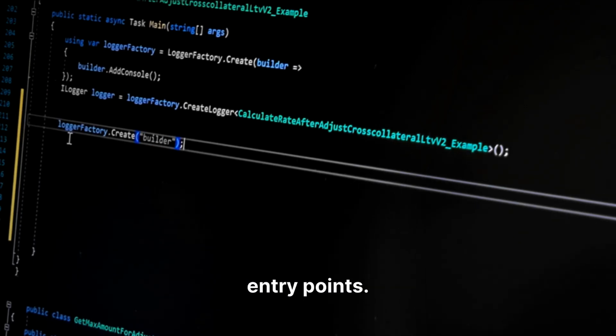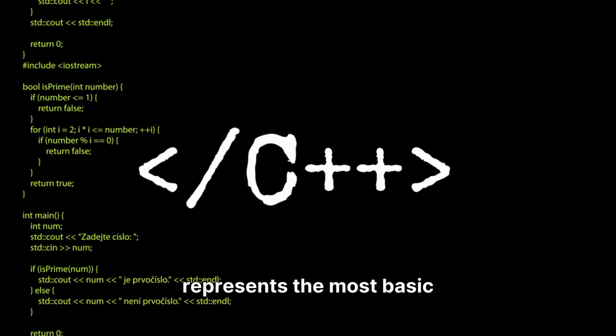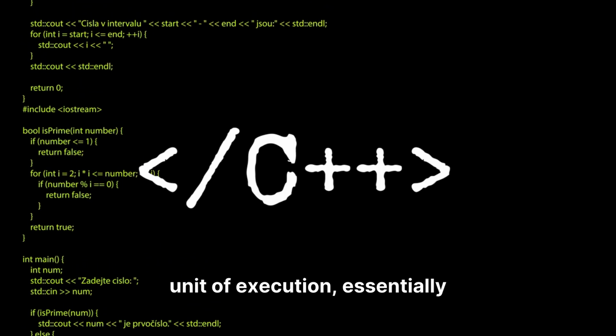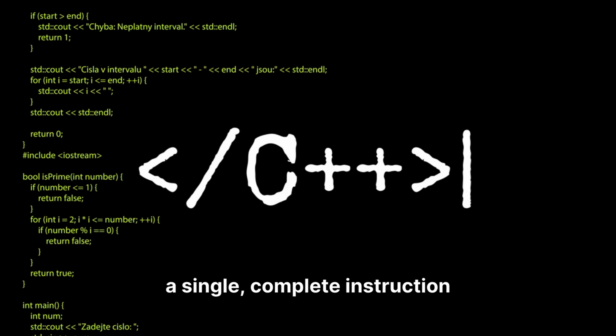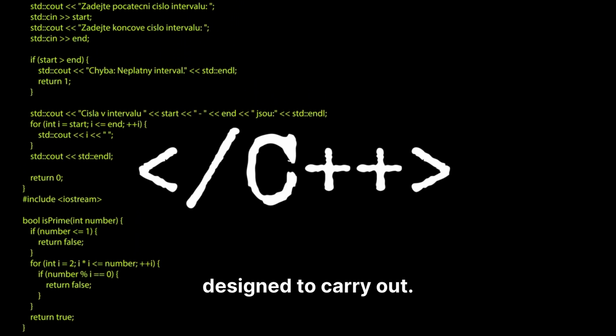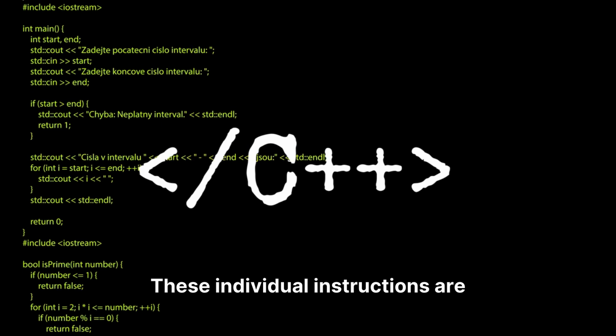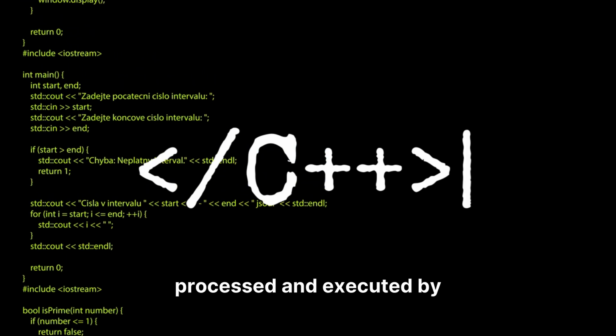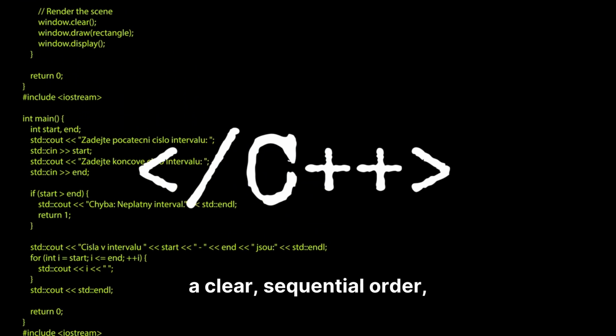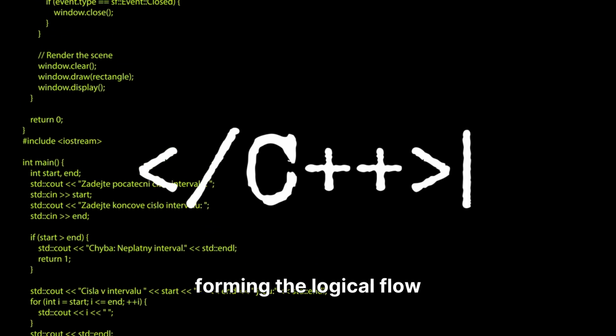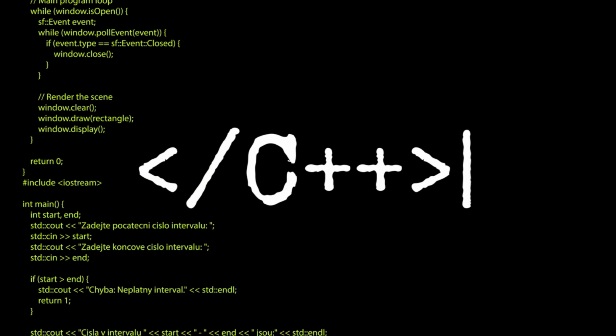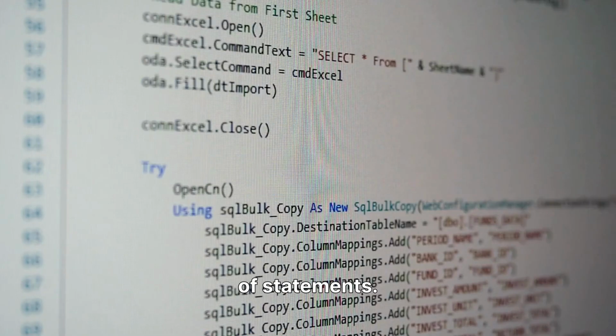In C#, a statement represents the most basic unit of execution, essentially a single, complete instruction that the program is designed to carry out. These individual instructions are processed and executed by the C# runtime in a clear, sequential order, forming the logical flow of your program. C# features various types of statements.